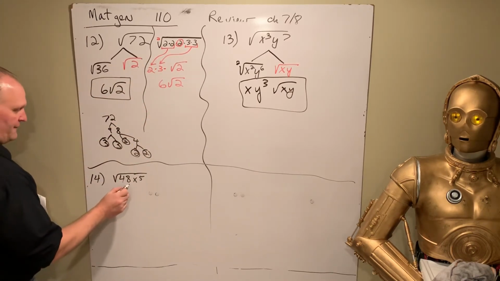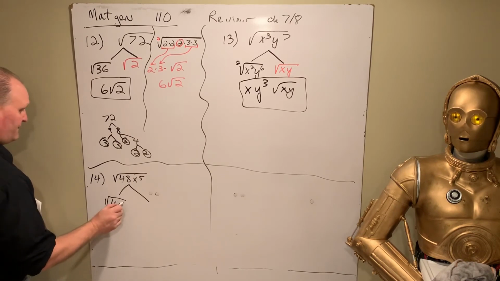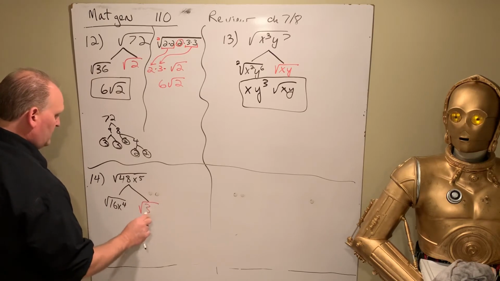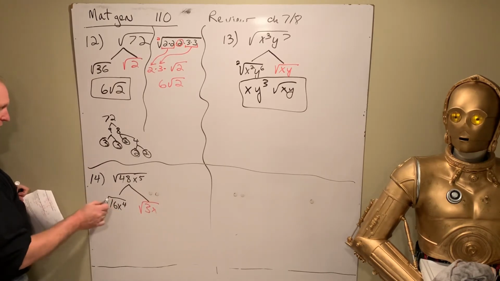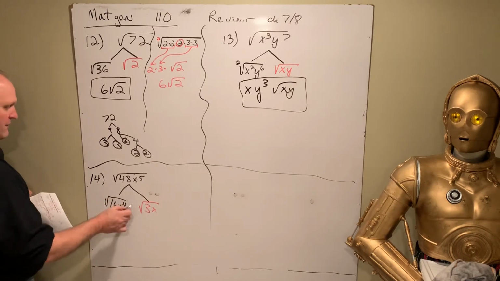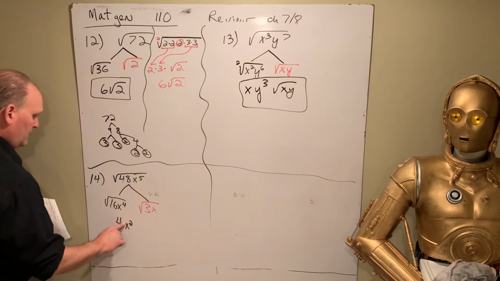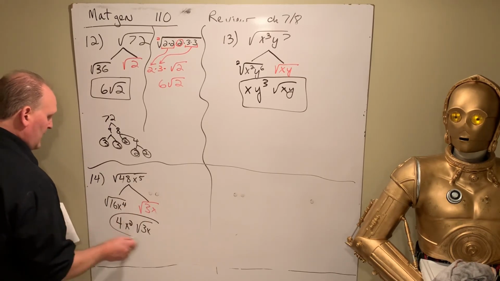All right, this one is kind of a hodgepodge between both of those. So again, if we go perfects and leftovers, we got 16x to the 4th. In the leftover bin, we got 3x. And so then you evaluate the square root of 16x to the 4th. That is 4x squared, and square roots of 3x. So that's how you do that one.